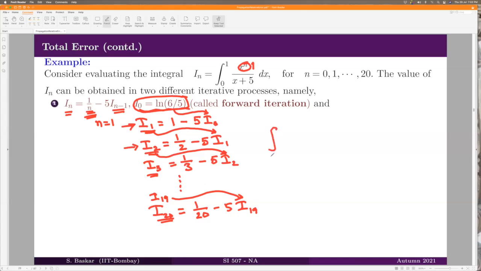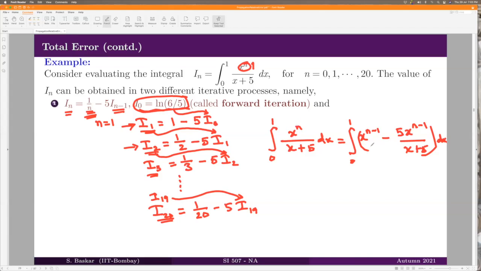You can see the integral from 0 to 1 of x to the power of n divided by x plus 5 dx can be written as the integral from 0 to 1 of x to the power of n minus 1 minus 5 x to the power of n minus 1 divided by x plus 5, right, dx. If you take this, it will be x to the power of n plus 5 x to the power of n minus 1, that gets cancelled with this, and you will get x to the power of n here.